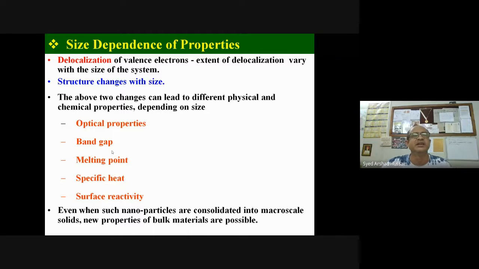So why did this happen? The main reason is delocalization of valence electrons. This is something like, in chemistry, resonance of pi electrons, or in quantum mechanics, bonding and antibonding orbitals. And also structure changes with size. This is very important. Due to these two things, you will see changes in properties: optical property, electrical property, melting point, specific heat, surface reactivity, mechanical behavior, so many changes in properties of the material compared to its bulk.